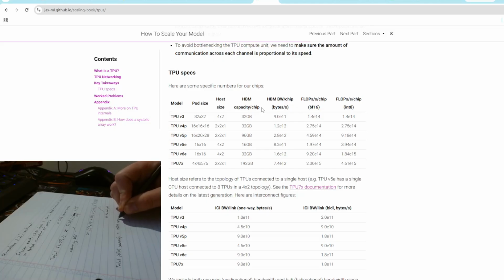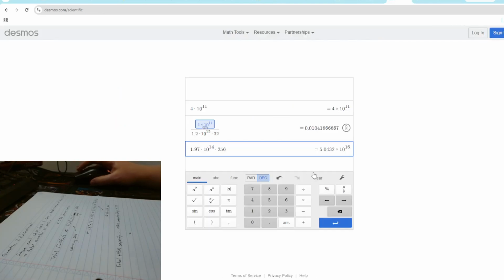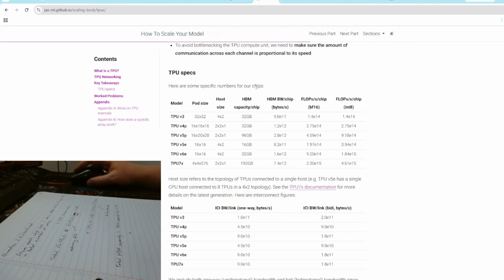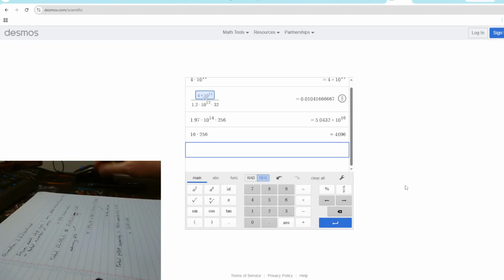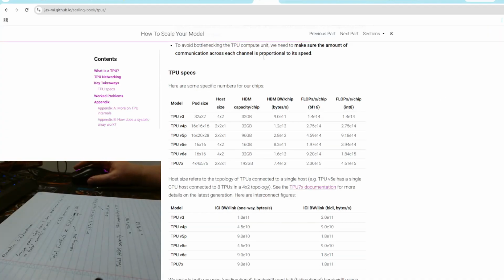HBM capacity per chip times number of chips, 256, which equals, oh, whoops, I forgot, what is it? 16 gigabytes times 256, which is 4096 gigabytes. And no, I'm not changing that to terabytes. It's probably 4.096, right?